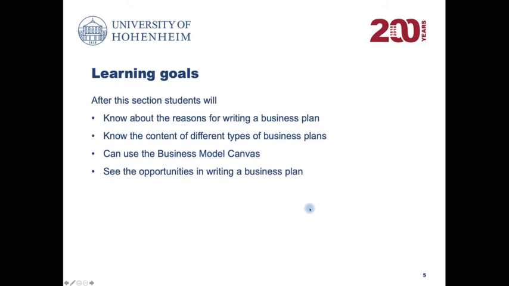So the learning goals are pretty easy. After it, you know all about reasons for writing a business plan, a plan that identifies the business of your innovation, know the content of different types of business plans. You can basically use something that is called the business model canvas. We're not touching upon this. I guess you have learned this already with the entrepreneurship courses of Andreas Kuckertz, or I suggest that you look it up in the literature. And of course, you will see opportunities in writing a business plan.